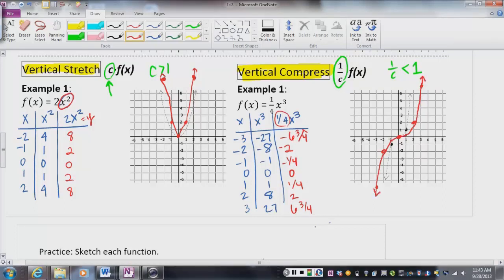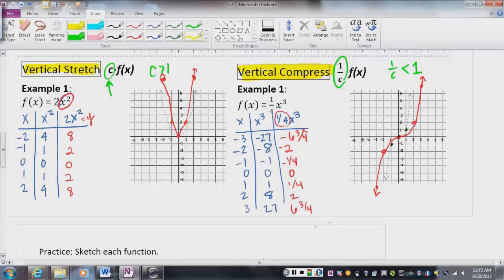And if you notice, my function is wider. My lattice points are lower than what they would have been otherwise. Instead of having a lattice point right here at 1, 1, it's been slowed down by 1/4. It's actually 1, 1/4. Instead of 2, 8, it's 2, 2.